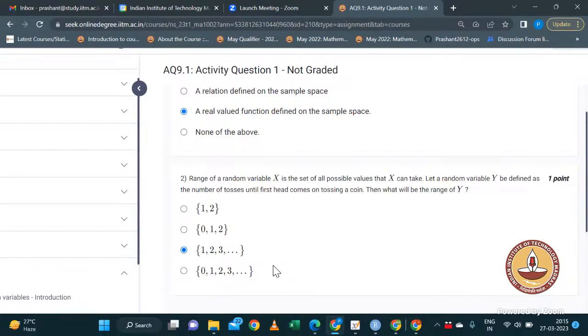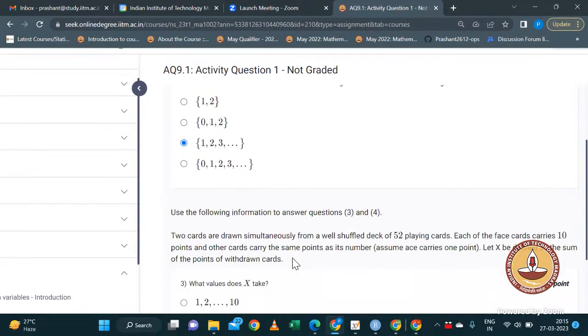Because of zero. We cannot have a head with 0 tosses. Correct. Suppose instead of tosses, it's written number of heads, then it can be 0, right? Yes, sir. Okay, so be clear with the statement. Great, you are getting the concepts.